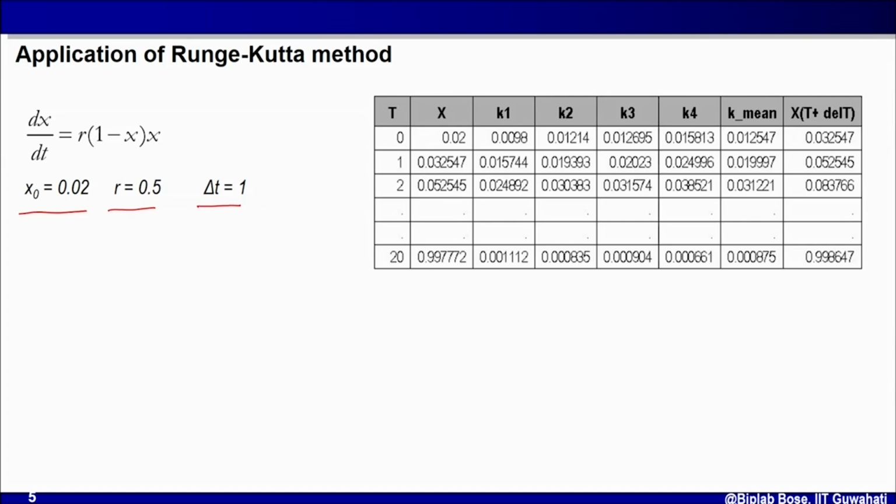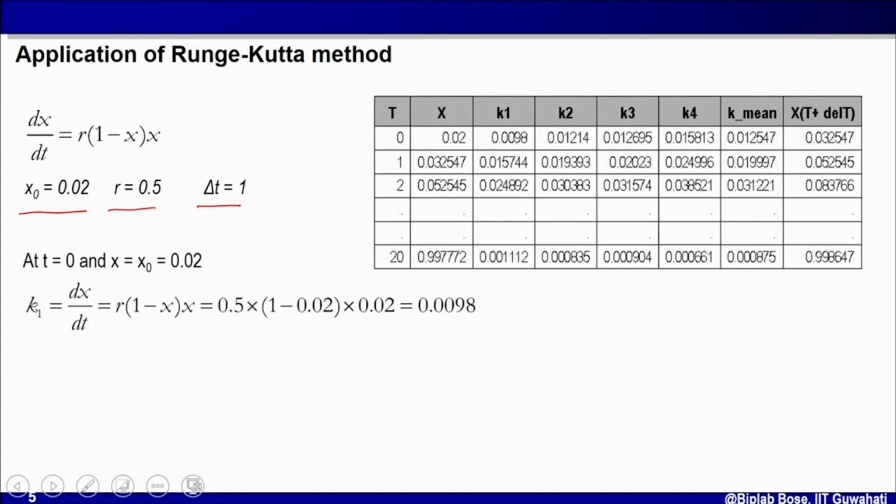So how will we proceed? First I will calculate k1. So consider I am at time point 0, t equal to 0. So the value of x will be 0.02 as given. This is the initial condition. So at this point, the slope k1 will be equal to dx/dt, that is r into 1 minus x into x, which is equal to 0.5 into 1 minus 0.02 into 0.02, which is equal to 0.0098.